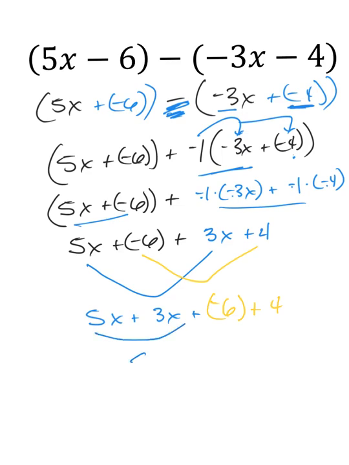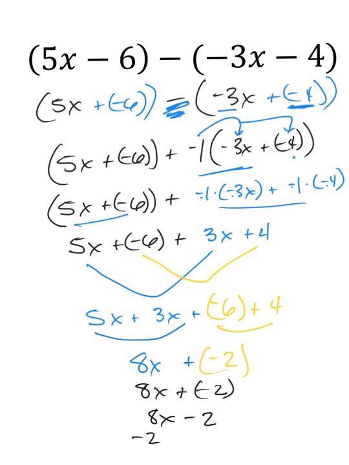5x plus 3x is 8x. Negative 6 plus positive 4 is negative 2. So my correct answers would be either 8x plus negative 2. 8x minus 2 would give us the same result. Or for those that looked at things a little differently, you might have written negative 2 plus 8x. All of those answers are acceptable answers. The 8x minus 2 is the most correct answer.